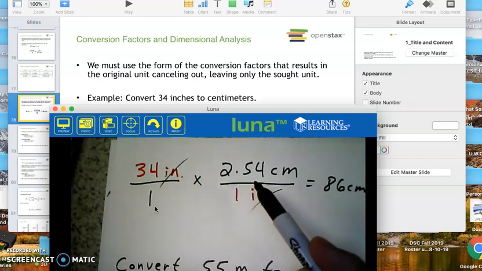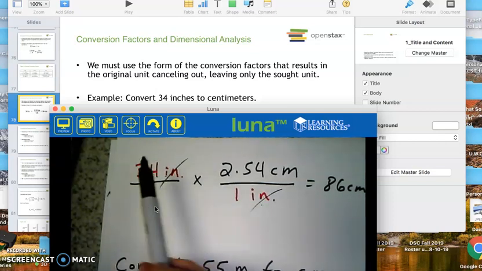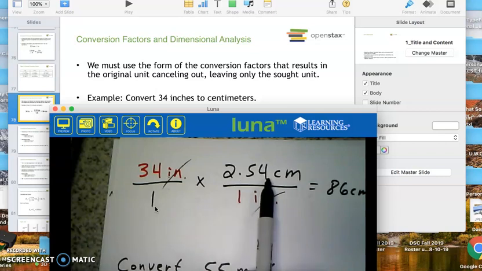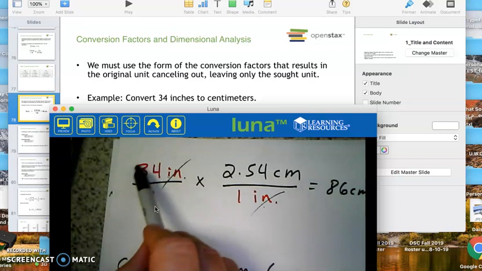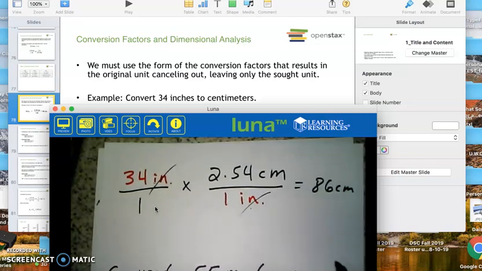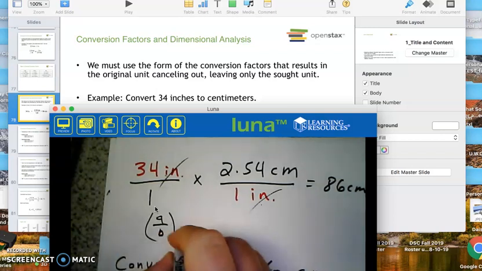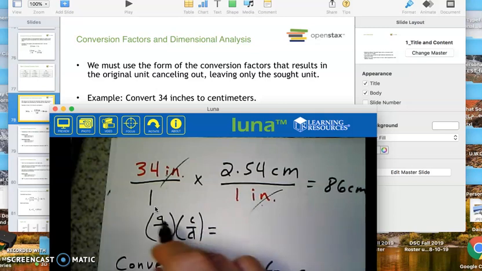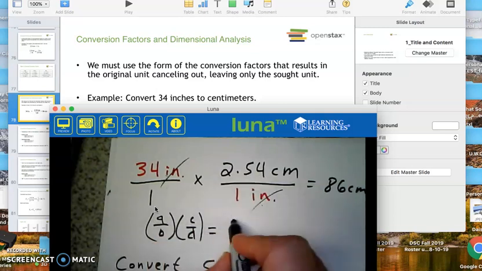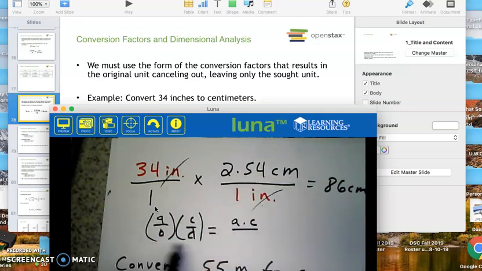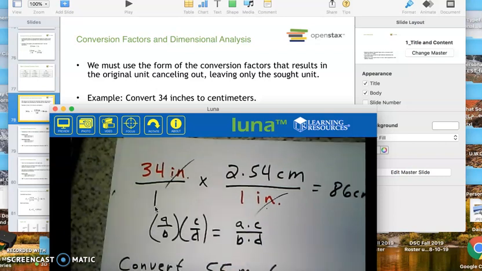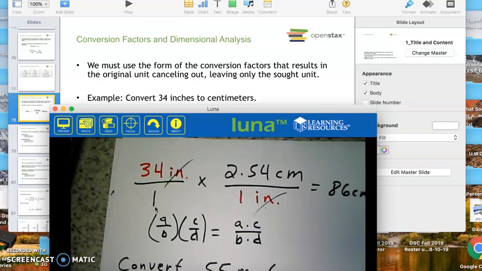So that means that you're still doing the math. So you're still going to have to multiply 34 times 2.54 to get 86. Okay? And so technically you're multiplying two fractions. And you remember how to multiply two fractions. You have A over B, and then you have C over D. Basically, it's going to be A times C, so the numerators, right? So A times C over B times D, right? We're just multiplying fractions. Pretty simple.